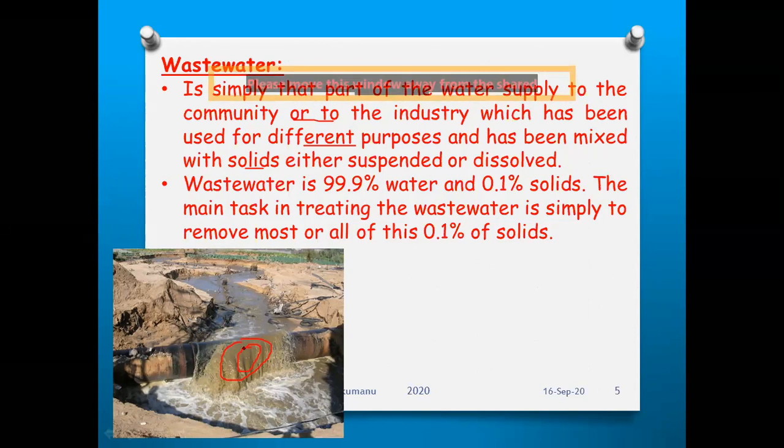So if you see the waste coming from a kitchen, it is mixed with vegetables, fruits, rice, other cereals, and other things, so you are getting green color or maybe white color water. So like this, wastewater is 99.9% water and 0.1% solids. The main task in treating the wastewater is simply to remove most of that 0.1% of solids.